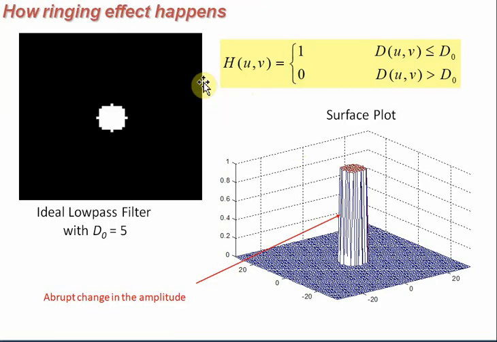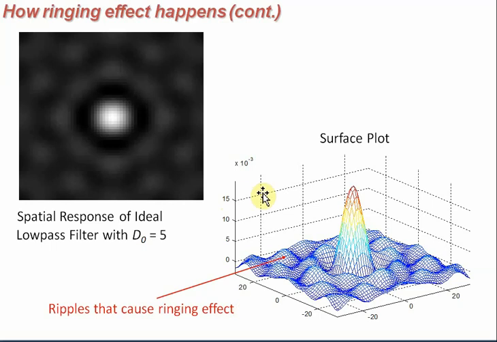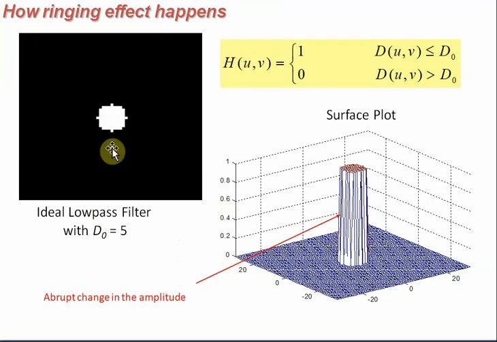If you observe the particular H of u comma v, the transfer function, with D naught equal to 5, this is the graph between H of u comma v and u comma v. There is a sudden change in the amplitude. Now observe the spatial response of the ideal low pass filter with D naught 5. This one is the frequency domain image for the ideal low pass filter with D naught 5.